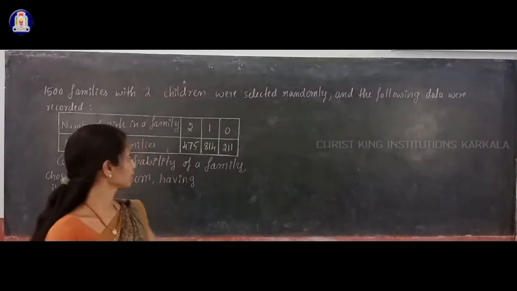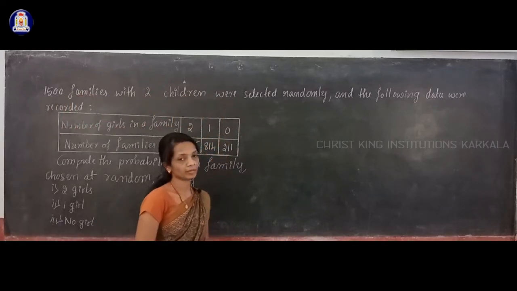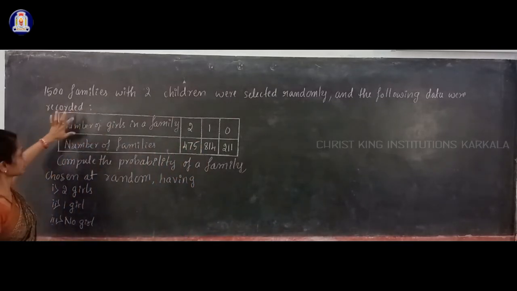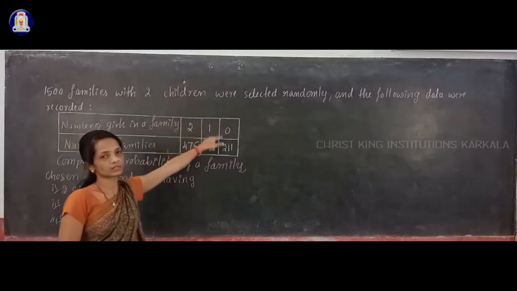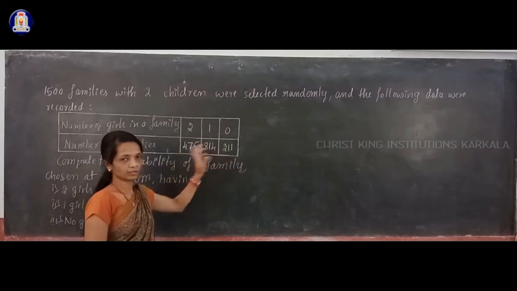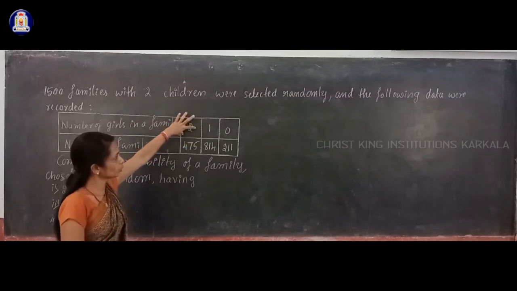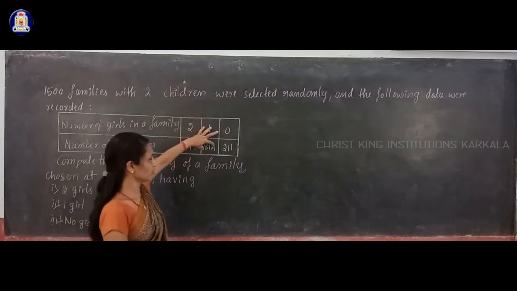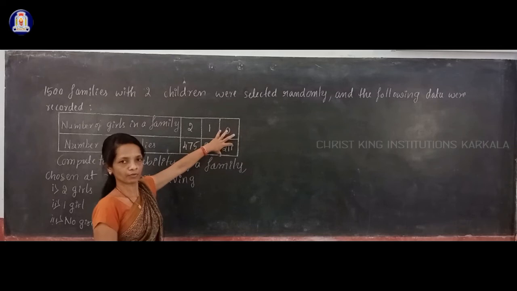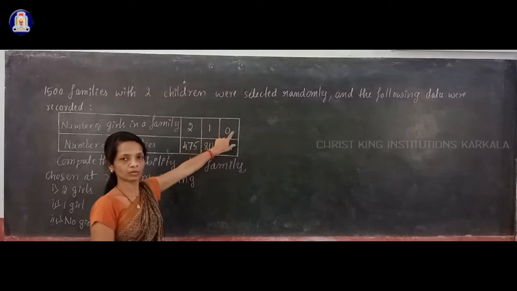Next, second problem: 1500 families with 2 children were selected randomly and the following data were recorded, given in the form of a table like this. Number of girls in a family: 2, 1, 0, and number of families: 475, 814 and 211. That means in 475 families there are 2 girls, in 814 families there is only 1 girl, and in 211 families you have only boys. Only boys means the number of girls is 0.